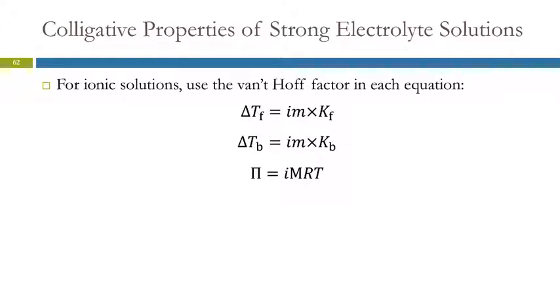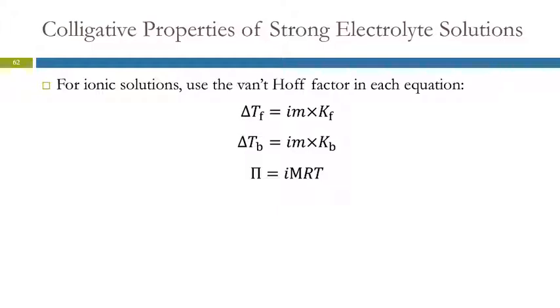So when we have an ionic solution, something with a strong electrolyte, then we have to use the Van 't Hoff factor because it will multiply and make the freezing point depression lower, the boiling point elevation higher, and it will make the osmotic pressure higher as well. So it's the same formulas. It was delta T_f equals m times the constant. We just multiply by that i factor for each of these. Any questions?